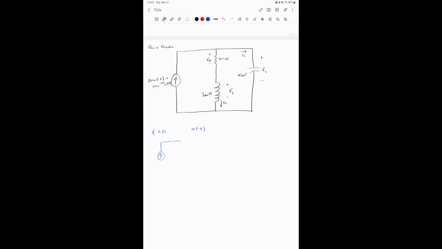And vice versa, this 10e to the negative 10t u of t means that it's going to be 0 until you get to 0. So at t less than 0, or t equals 0 minus, would probably be a better way to describe this, u of negative t is going to be on, which means that we're going to have 20 amps coming from this source. Now in this branch, we have our resistor, which is still 20 ohms.